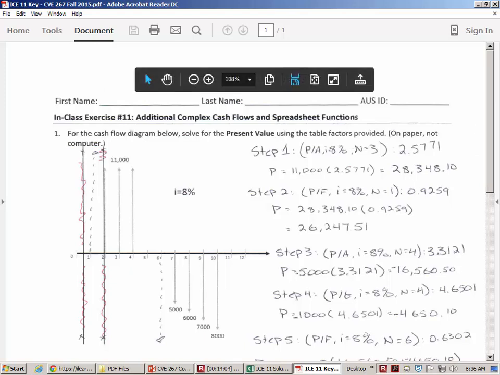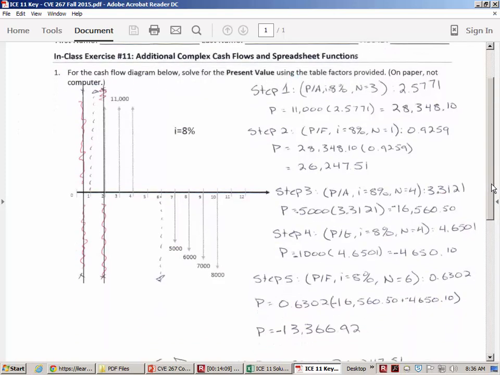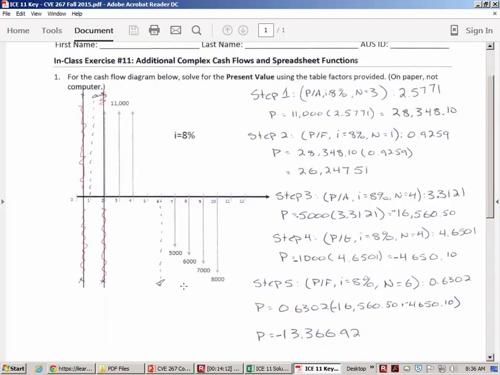Maybe the trickier part is what happens here with the gradient. So what I did with the gradient section is I'm moving first the 5,000, the annual series, a constant 5,000. There's 1, 2, 3, 4 of those payments that we are making of 5,000 each. I move that to year 6. So here you can see P/A, i equals 8, N equals 4. I'm finding the factor for it, multiplying it by 5,000. So in year 6 is negative 16,560.